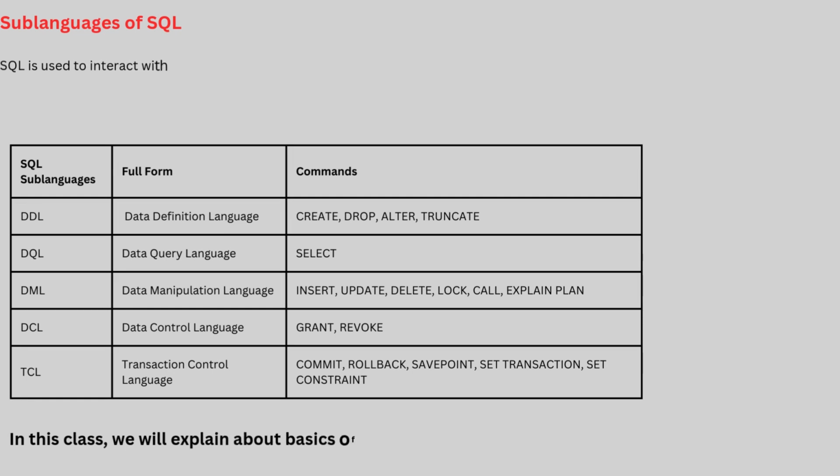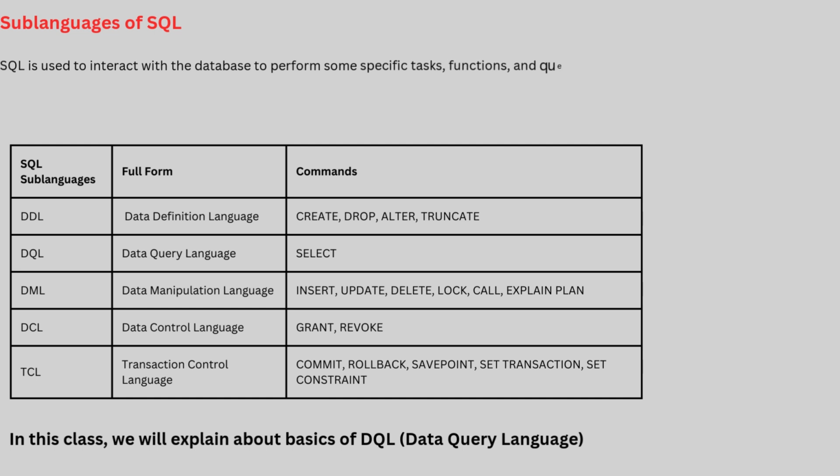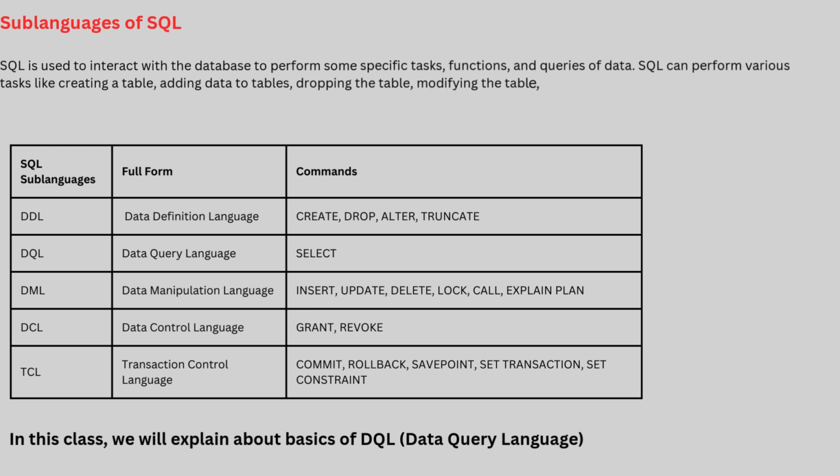SQL is used to interact with the database to perform some specific tasks, functions, and queries of data. SQL can perform various tasks like creating a table, adding data to tables, dropping the table, modifying the table, set permission for users, etc. SQL commands are mainly categorized into 5 categories: DDL, DQL, DML, DCL, TCL.